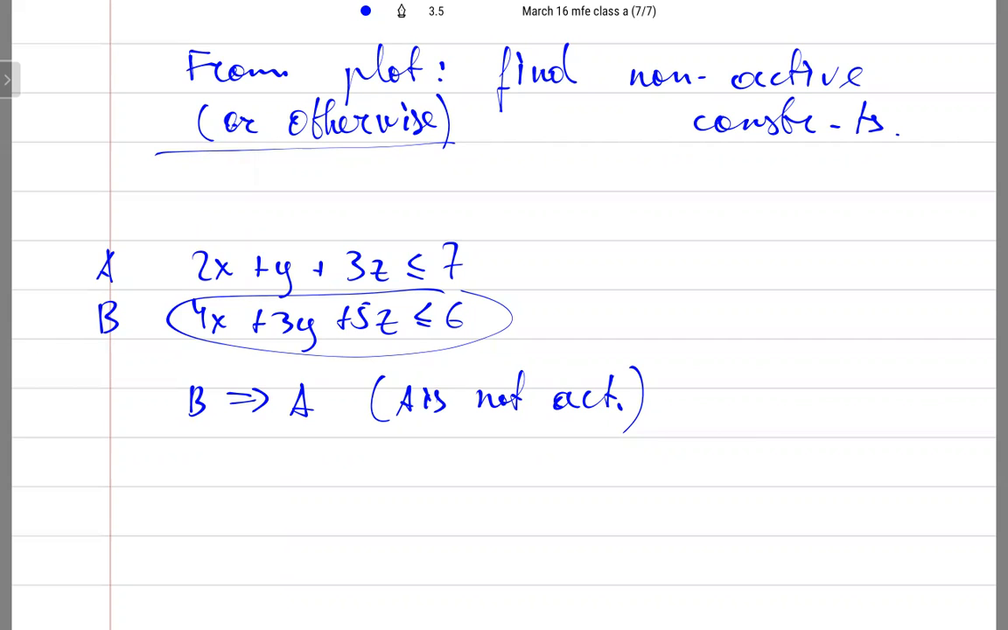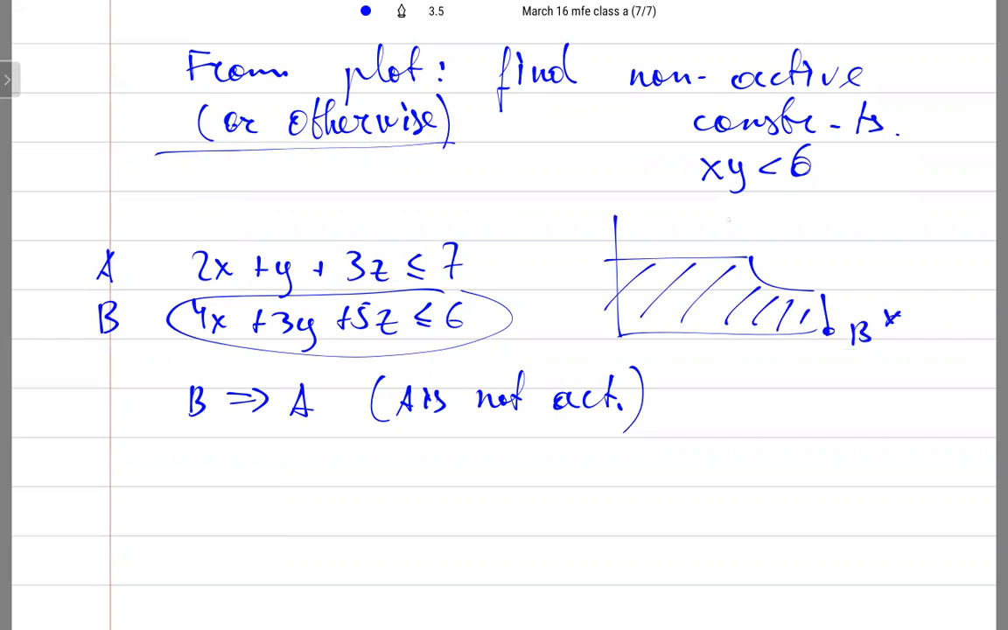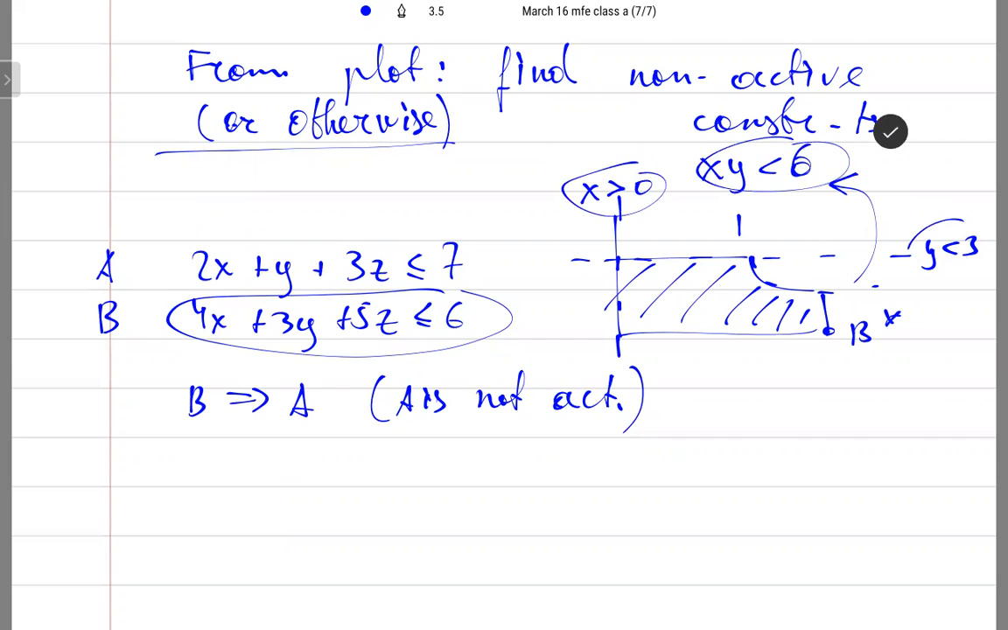So from the plot, I see that xy is less than 6. So once again, where is my B? I see that this constraint is not active. That constraint, y is less than 3. And I see that x is greater than 0. So I have 3 non-active constraints, and I will not include them in the Lagrangian function. I will not introduce lambda for them. Lambda times dL d lambda is 0. That's a very powerful idea.